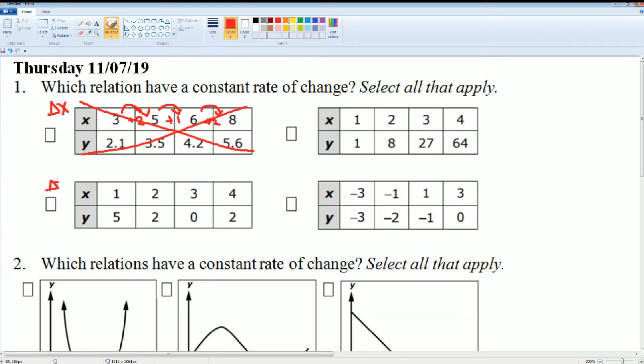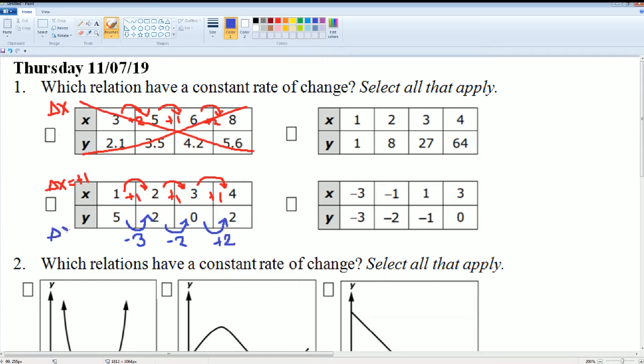Let's find delta x, or is there? All right, from 1 to 2, plus 1, 2 to 3, plus 1. Looks good so far. 3 to 4, plus 1. Yeah, okay. So we could say delta x is equal to plus 1. Let's see if we can find delta y. 5 to 2, that is a minus 3. 2 to 0, that is a minus 2. 0 to 2, that is a plus 2.